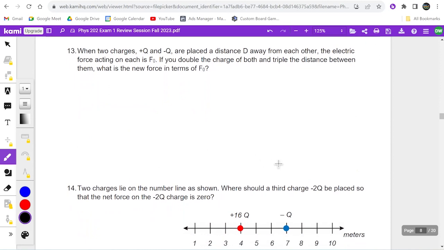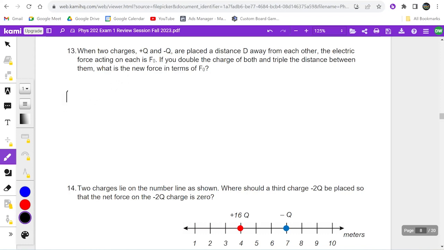When two charges, positive Q and negative Q, are placed a distance d away from each other, the electric force between them is F0. If you double the charge on both and triple the distance between them, what is the new force in terms of F0? I'm sure you guys love problems like these. I know I do. And so what I'm going to do is basically treat it like the intensity problem we did earlier, where the car was honking 100 feet away and then 300 feet away. It's very similar to that.